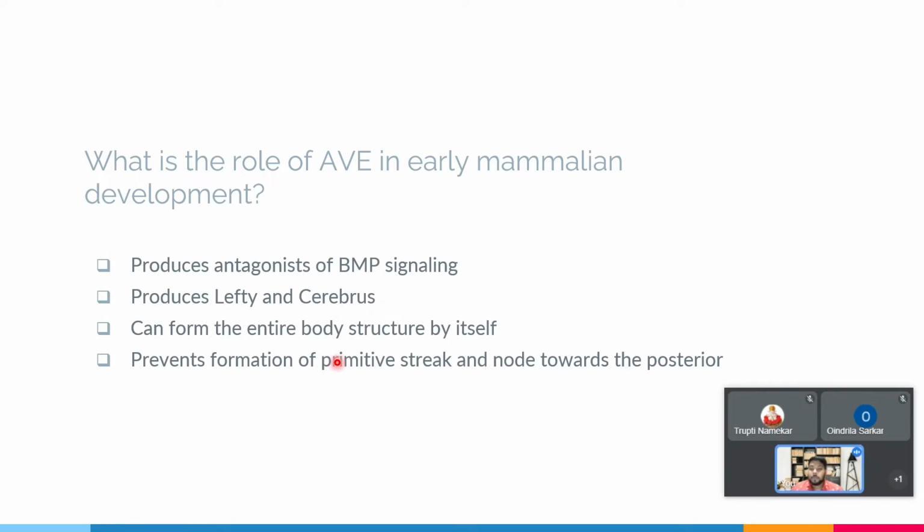Hello. So we are discussing this particular question, which is what is the role of AVE in early mammalian development? And the options were it produces antagonists of BMP signaling, it produces the signaling molecules Lefty and Cerberus, it can form the entire body structure by itself, and it prevents the formation of the primitive streak and the node towards the posterior. So this is a more than one option correct type of question. So would anyone like to try and answer this?